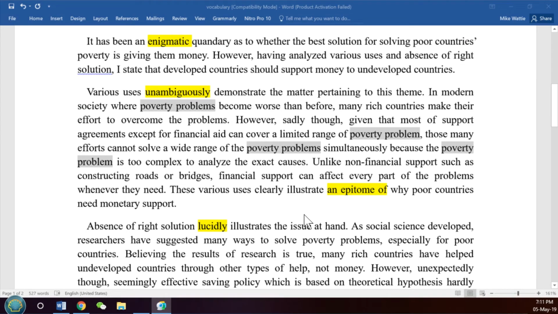Moving on to the end of the paragraph, we've got these various uses clearly illustrate an epitome of why poor countries need monetary support. An epitome is like a perfect example. So we've got these various uses clearly illustrate a perfect example. So illustrating an example, bad collocation and unnecessarily. We just take that out. These various uses clearly illustrate why poor countries need monetary support.